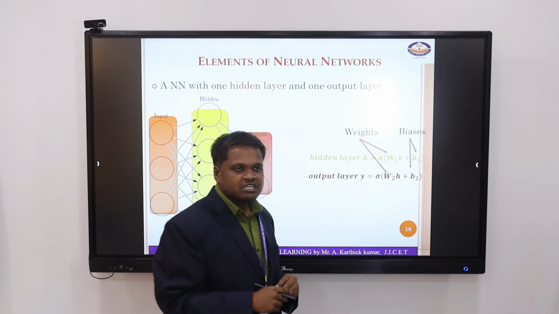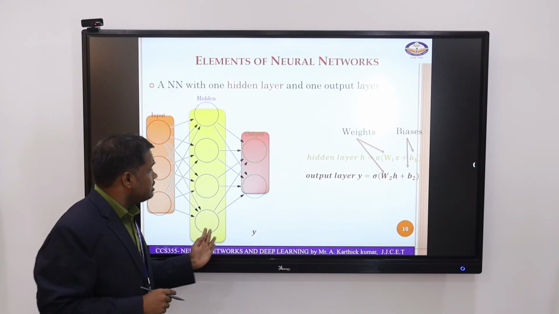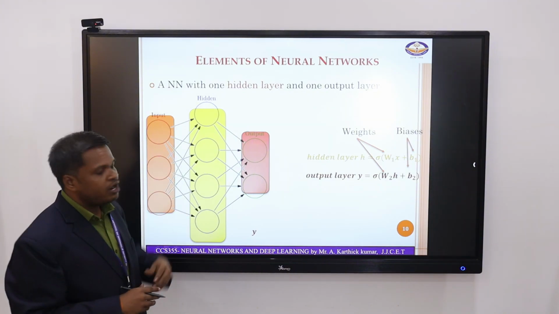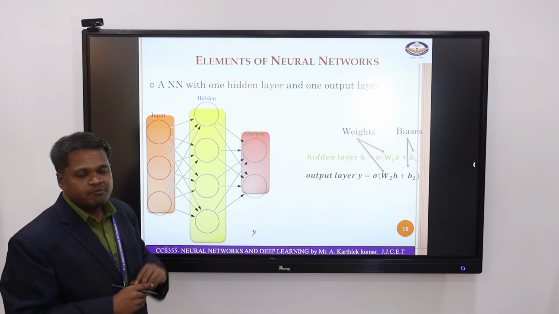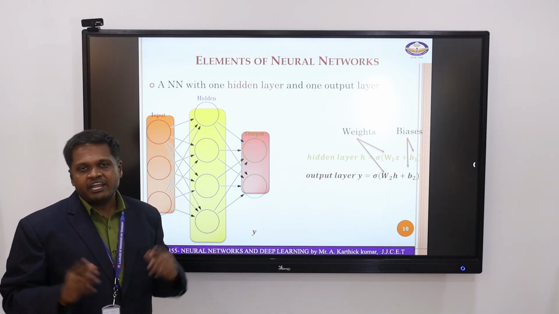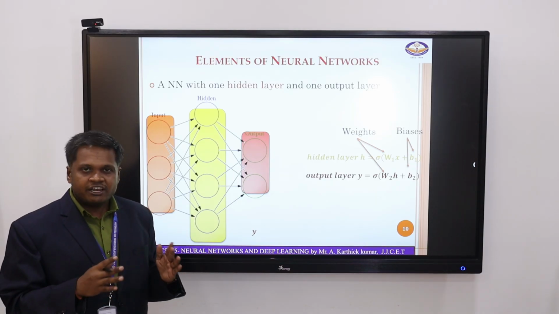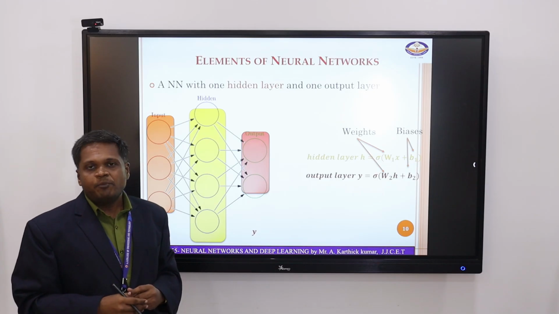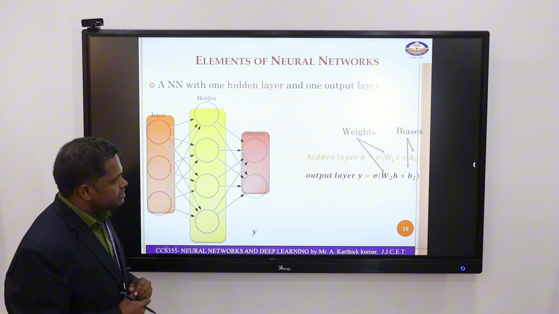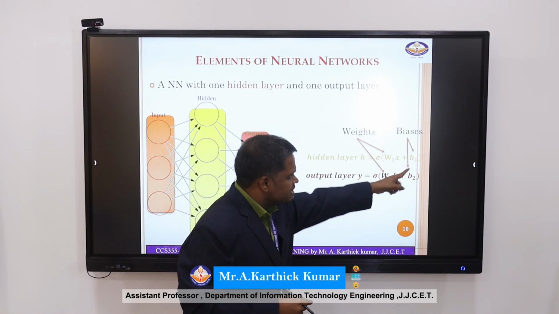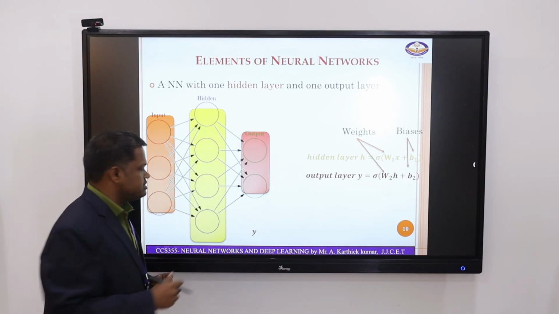So sigma is called the activation function, and what is meant by activation function? Whether the neurons will be activated or not. That is decided by sigma, the activation function. There is a variety of activation functions used in deep learning, like sigmoid, and all these very important sigma activation functions will be used in deep learning. And then W1x plus B will be described as the hidden layer computation formula.